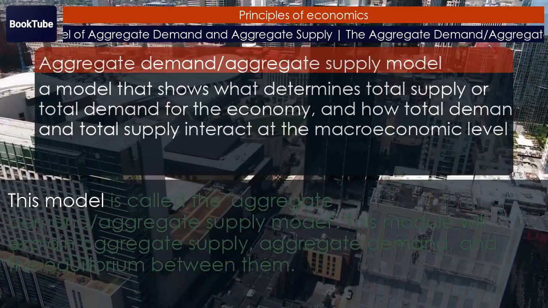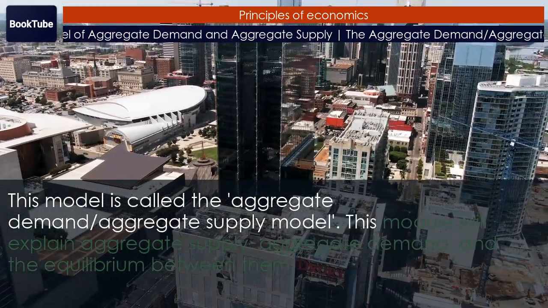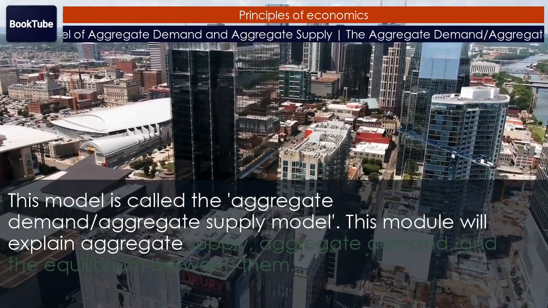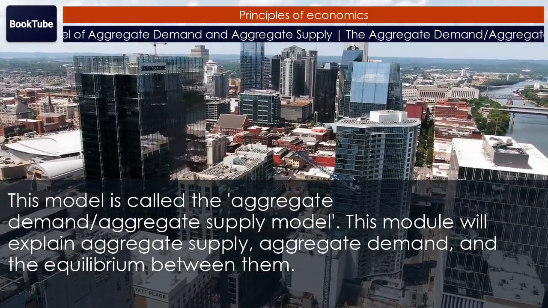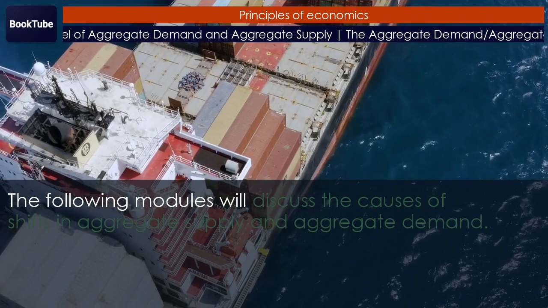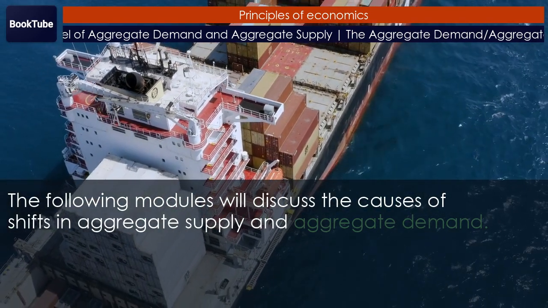This model is called the aggregate demand, aggregate supply model. This module will explain aggregate supply, aggregate demand, and the equilibrium between them. The following modules will discuss the causes of shifts in aggregate supply and aggregate demand.